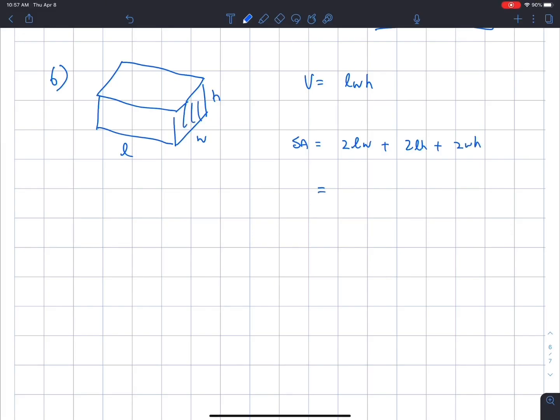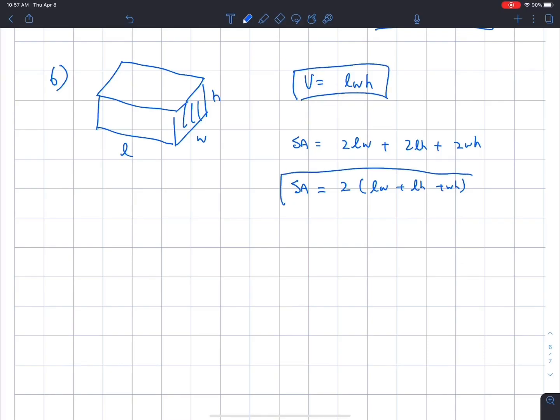So if you still remember how to factor, you can factor the 2 out. Factor the 2 out, you get LW plus LH plus WH. So you really just multiply each and every single combination, and then you add it up and you times it by 2. So these two formulas will be very handy for question 6, and I would expect you to be able to memorize them.